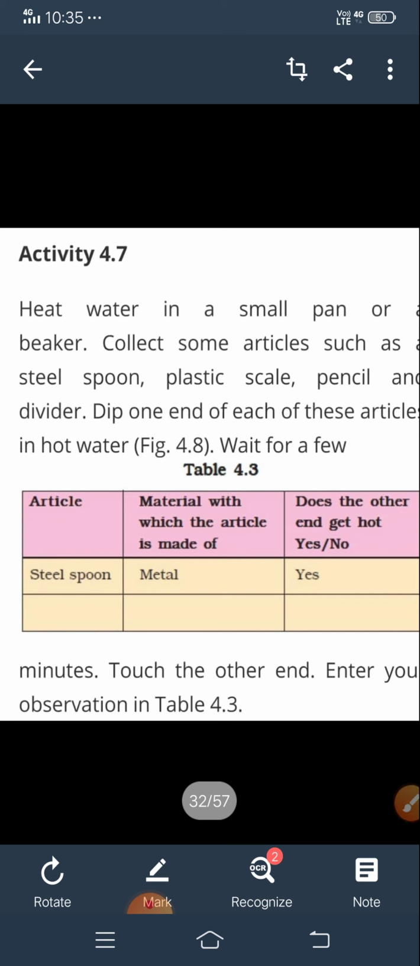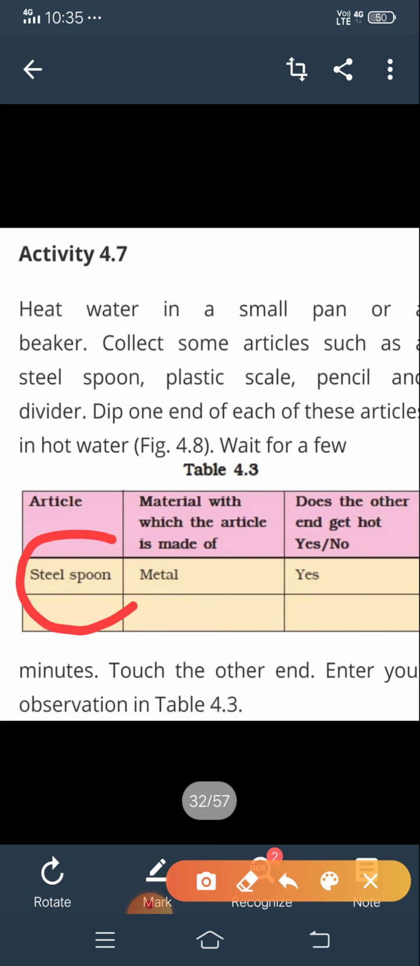You have to take first a steel spoon. It is made up of metal. Does the other end get hot? Steel spoon is an example of a conductor. In a conductor, heat will pass easily. That's why it is hot.